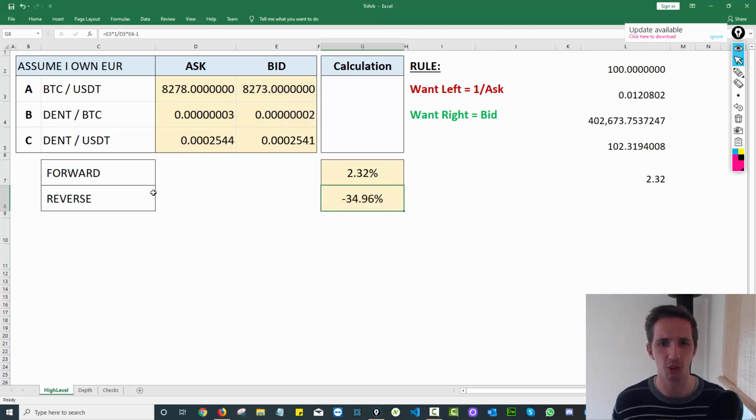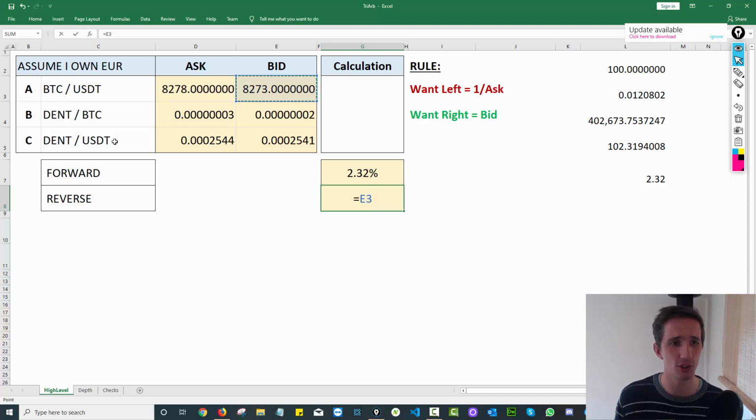But what about in reverse? What is this reverse calculation? Well, this is just saying, if I started with Bitcoin and not USDT, in other words, I started wanting what was on the right, then I would trade this differently. The way I do this is I'd go, okay, I want what's on the right, so I'm going to take the bid. And so I've got Bitcoin, I've sold it for USDT because I wanted what was on the right, so I'm taking the bid. Now I've got USDT and I want what's on the left.